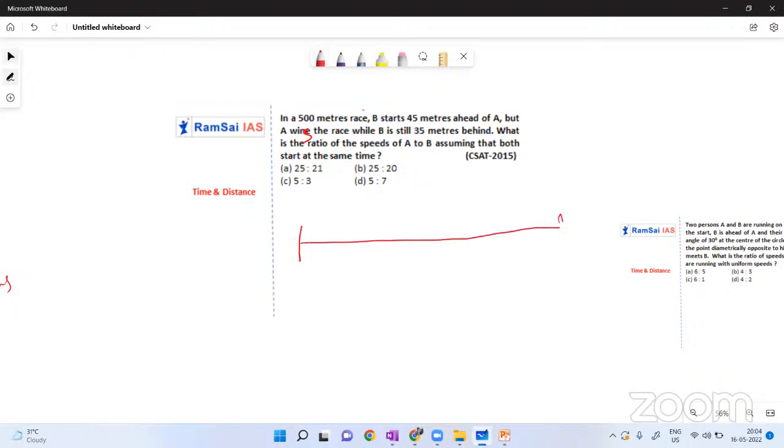Initially, B starts 45 meters ahead of A. So if A is at zero position, B is here, 45 meters ahead of A, right? So B is already 45 meters in front of A. That's okay. But what happened next? At the end of the race, A wins, but B is still 35 meters behind. So when A reaches the winning post, B is 35 meters behind A. Yes or no?